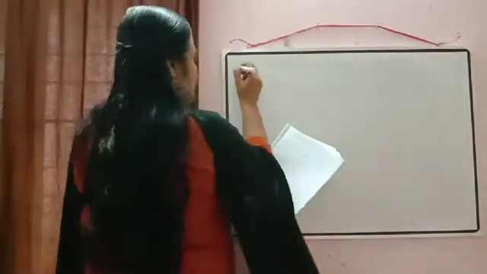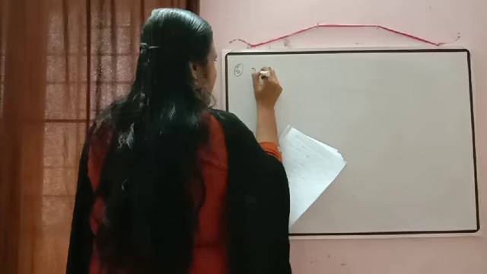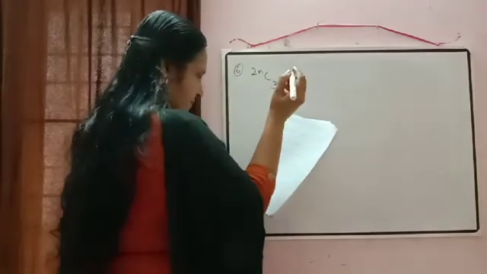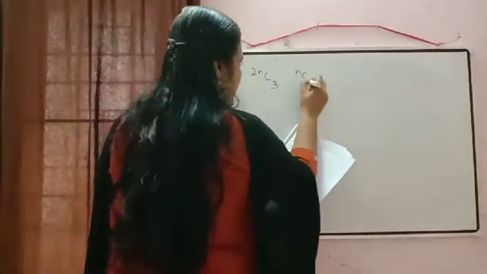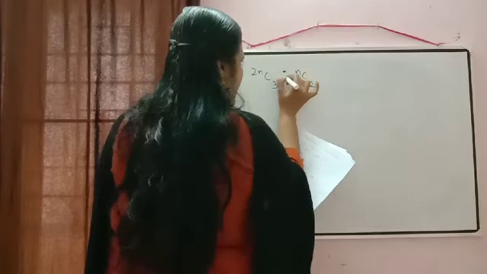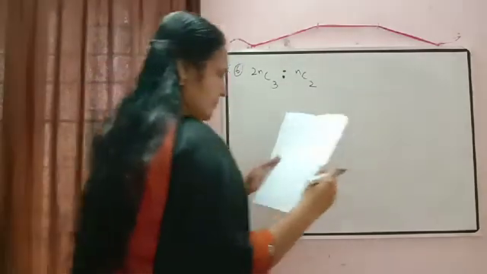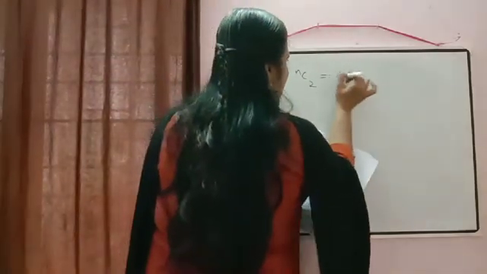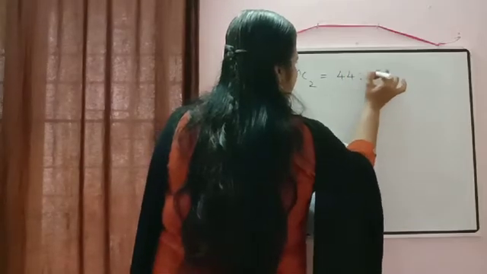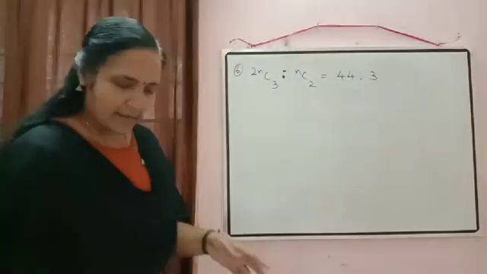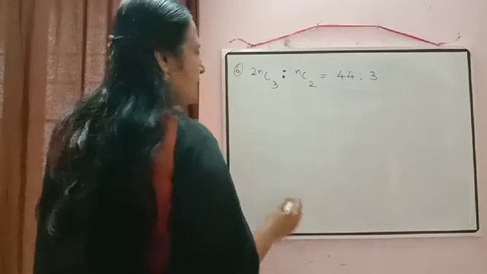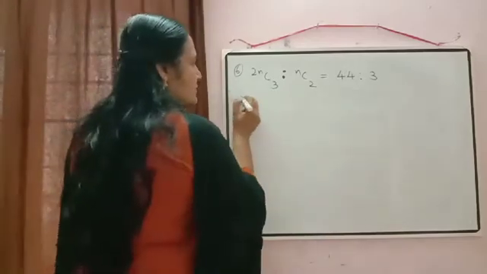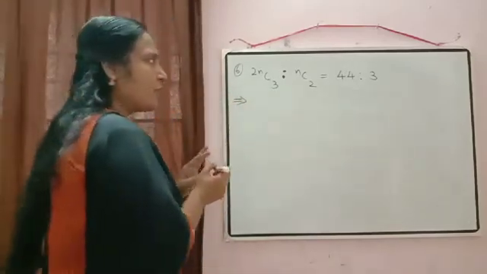In the next question it is written, the sixth question is, if 2nC3 is to nC2 is equal to 44 is to 3. Find n. So again the numbers are in the ratio 44 is to 3. So we'll start using the formula.